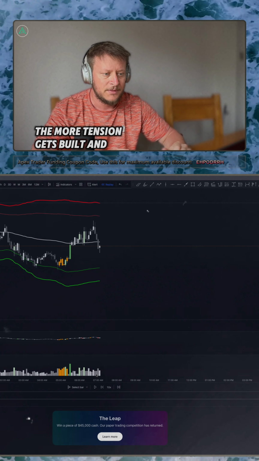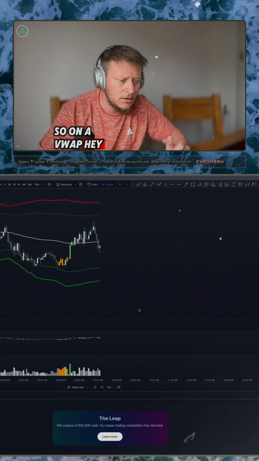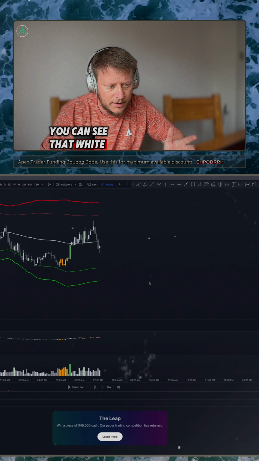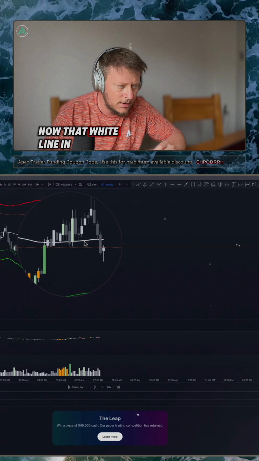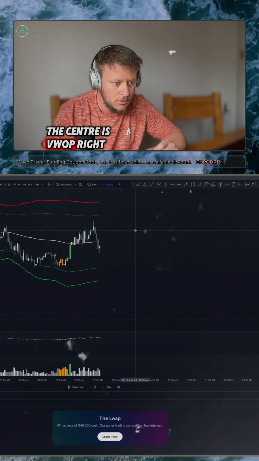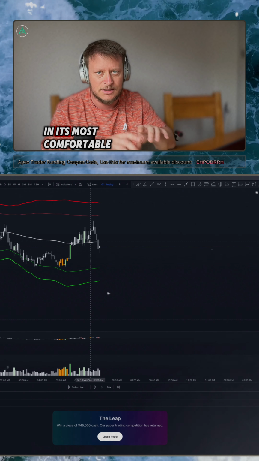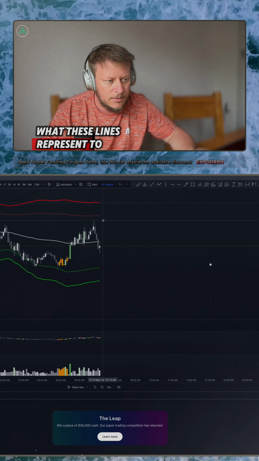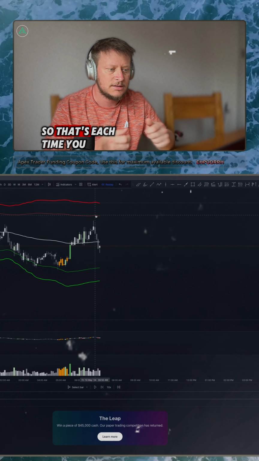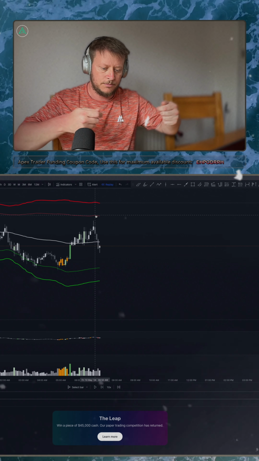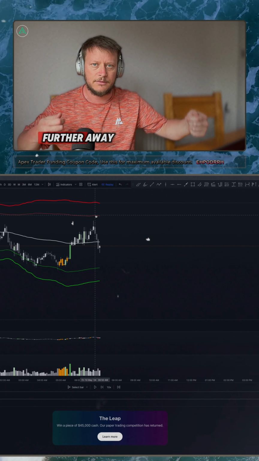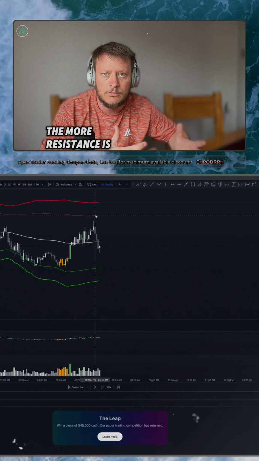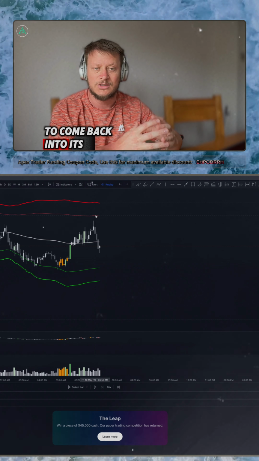gets built. And so on a VWAP, what you're looking at here, you can see that white line there in the center. Now that white line in the center is VWAP, right? That's the elastic band in its most comfortable position. No one's pulling on it. What these lines represent are standard deviations. So that's each time you put pressure on that elastic band and pull it further and further away, the more resistance it's going to pull to come back into its normal position, right?